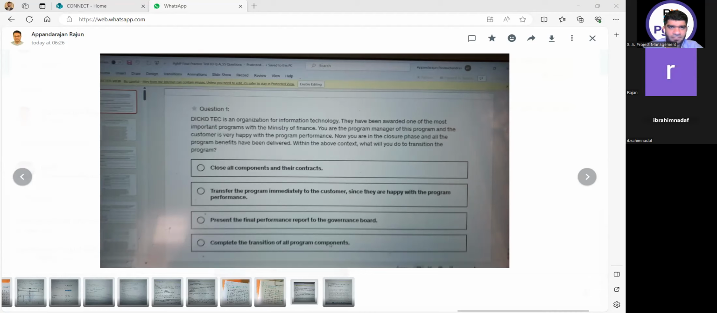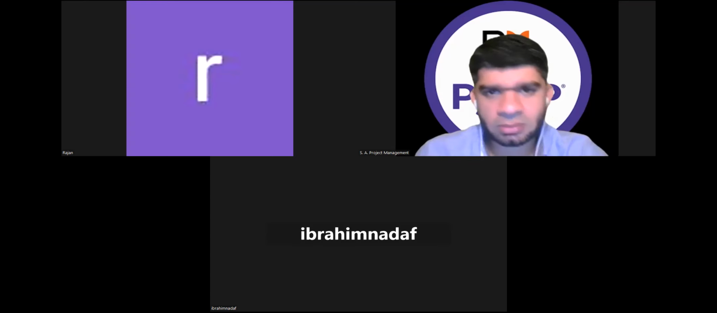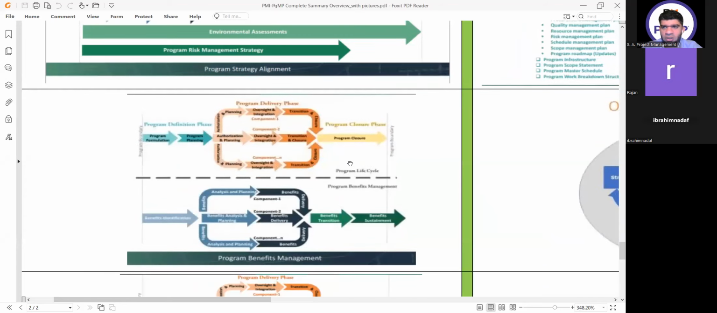So program transition will happen only in the program closure stage. Okay. Can you see my screen now, from the master sheet, this picture? No, we are only seeing the. No? Yes. Yeah.